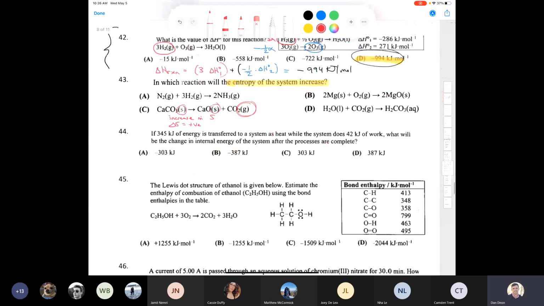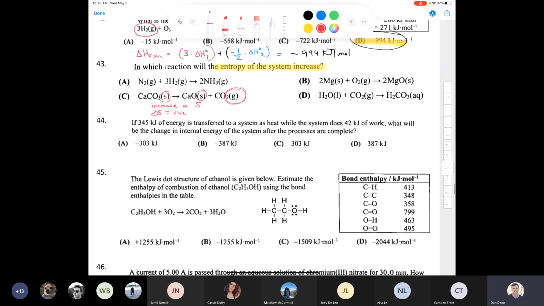All right. Number 44. If 345 kilojoules of energy is transferred to a system as heat, while the system does 42 kilojoules of work, what will the change in internal energy of the system be? The change in internal energy of the system after the processes are complete.